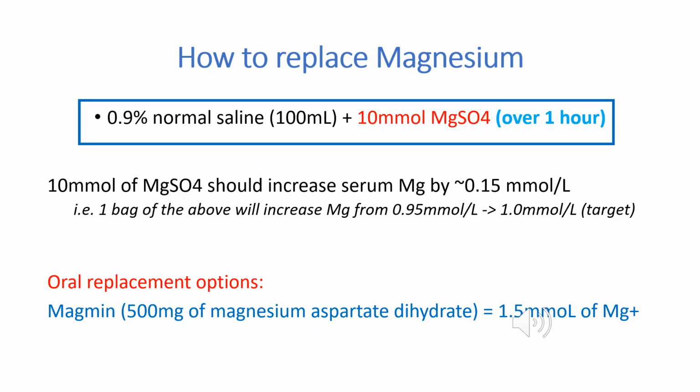With magnesium replacement, if you want to replace it intravenously, we typically use 100 ml mini bags that are made up of 0.9% normal saline, and the additive is 10 millimole of magnesium sulfate. Your oral replacement option typically will be Magmin, and each tab contains 1.5 millimole of magnesium in it. So if you give 2 tabs, you get 3 millimoles of magnesium.